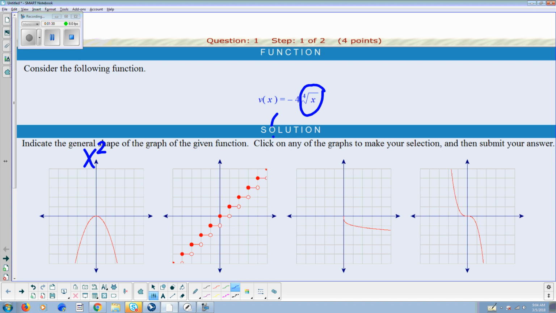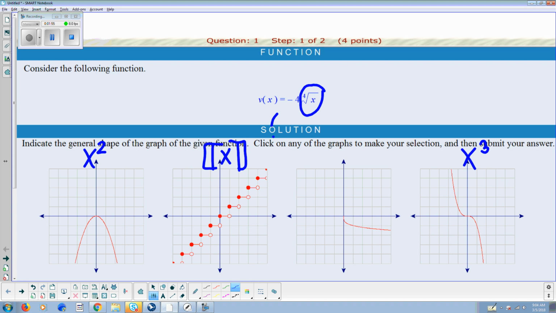Greatest integer. So it has that symbol, the greatest integer function. Okay, what about the fourth one? What type of graph is that? It's a polynomial function, like a cubic, x to the third, or x to the fifth, or x to the seventh, x to an odd power.